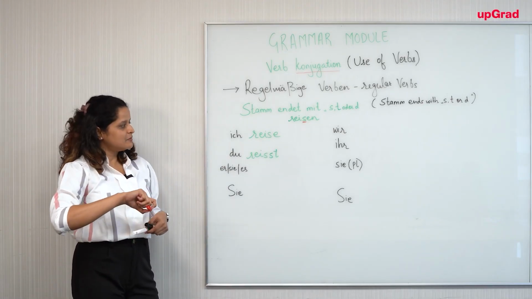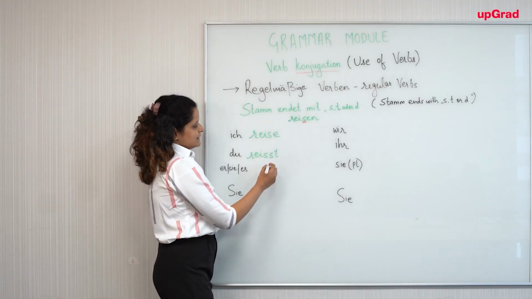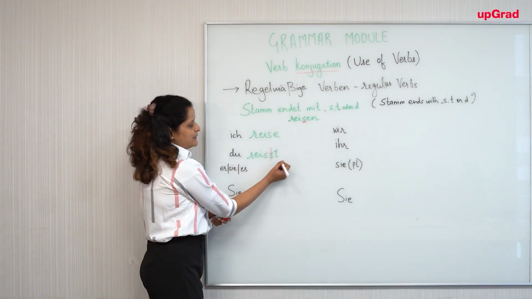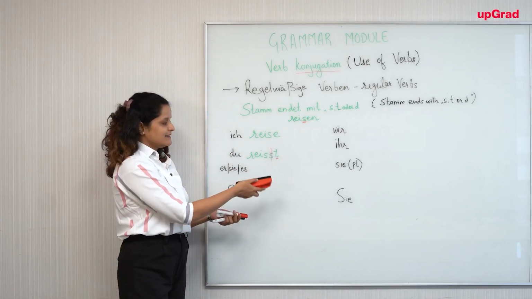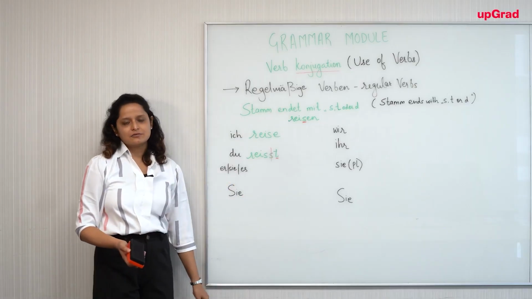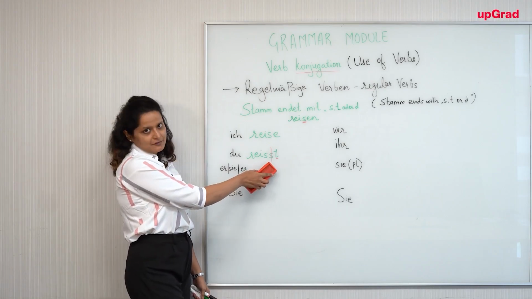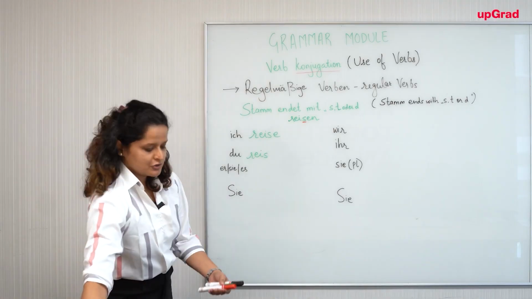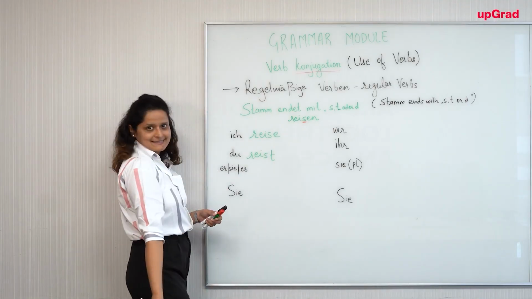But when the stem already consists of this S, there is no need for this second S. So we can simply add T to our conjugation for du. This S that we add for all the other verbs is not needed. So your conjugation for du becomes du reist.